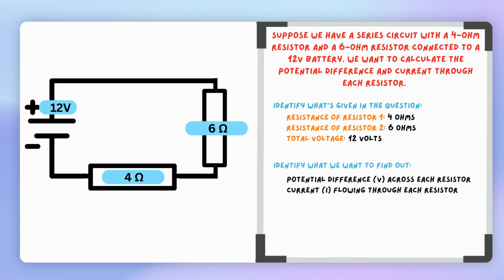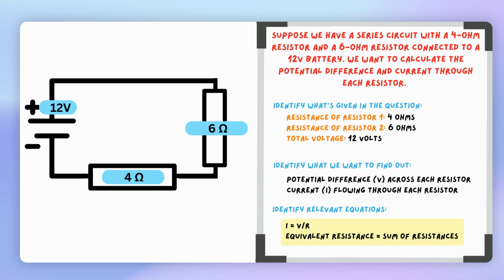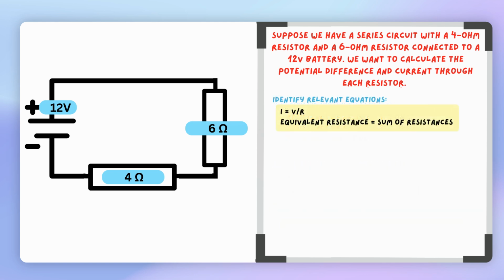Next, identify what we want to find out. We want to find out the potential difference, V, across each resistor and the current I flowing through each resistor. Now, identify the relevant equations. We know that current is equal to the potential difference divided by the resistance. We also know that equivalent resistance equals the sum of resistances. We can't directly calculate potential difference or current yet, but we can calculate the equivalent resistance, which equals 4 ohms plus 6 ohms, totaling 10 ohms.